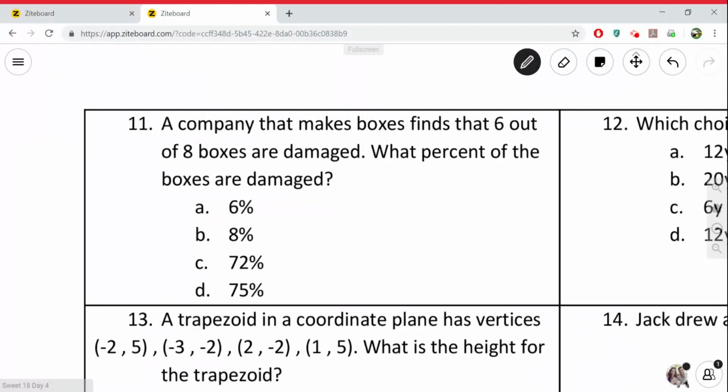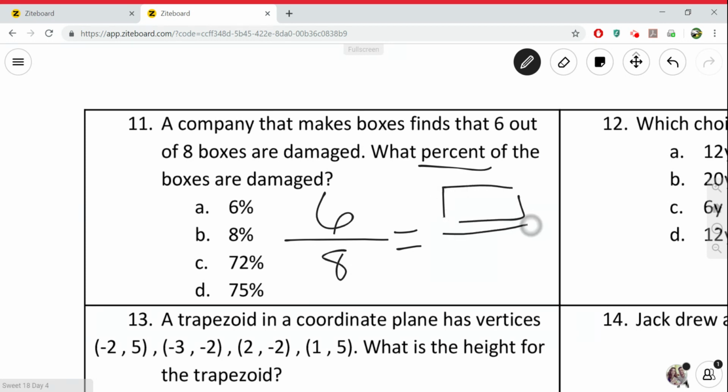Question number 11 says a company that makes boxes finds that 6 out of 8 boxes are damaged. What percentage of the boxes are damaged? When I see percent, I need to think out of 100. So this sets up part over the whole, so that's 6 out of 8 is equal to some number over 100, because that's my percent.